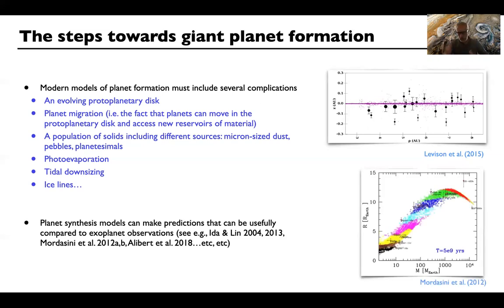Fortunately, we now have observations thanks to exoplanets, and we can compare planet synthesis models of the like of Ida and Lin, Alibert, Mordasini, Benz, etc., to the observations. And this is one of these models attempting to reproduce the observed mass radius relation and being relatively good at doing so.